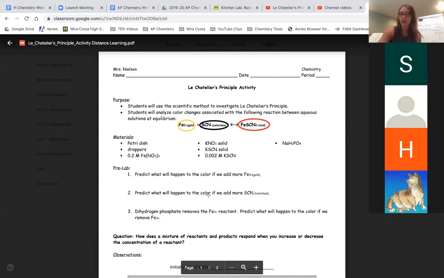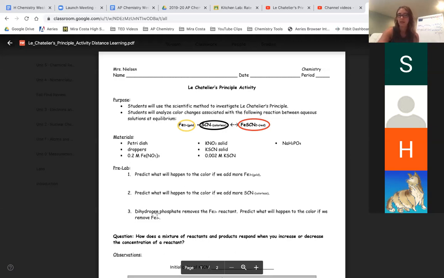Okay, and then predict what would happen to the color if we added more thiocyanate. If I added more of that colorless thiocyanate, what do you think is going to happen? Do you think it's going to get more dilute, like less orangey, a less vibrant color? Do you think it's going to get more red? Do you think it's going to get more gold? What do you think is going to happen if I add more thiocyanate?